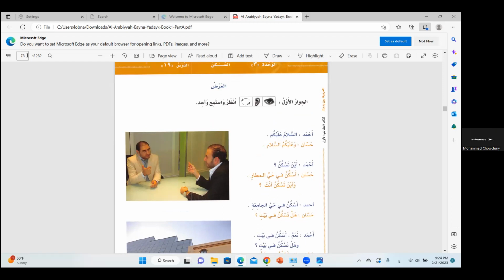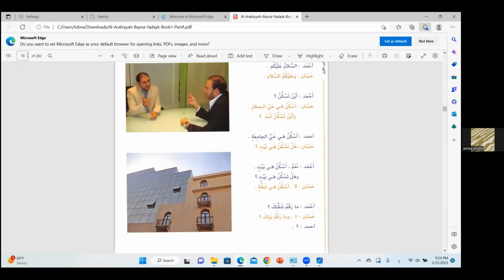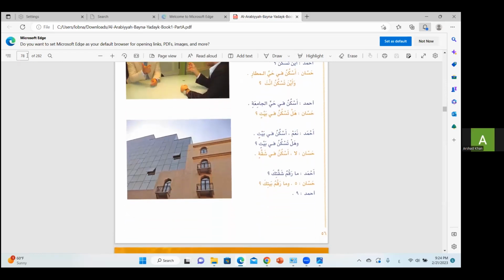السلام عليكم. وعليكم السلام. أين تسكن؟ أسكن في حي المطار. وأين تسكن أنت؟ أسكن في حي الجامعة. هل تسكن في بيت؟ نعم أسكن في البيت. وهل تسكن في البيت؟ لا، أسكن في شقة. ما رقم شقتك؟ 5. لا 9. وما رقم بيتك؟ Oh, sorry, I was looking at the bottom one. خمسة for you. Yeah, you're right. 5. وما رقم بيتك؟ 9.